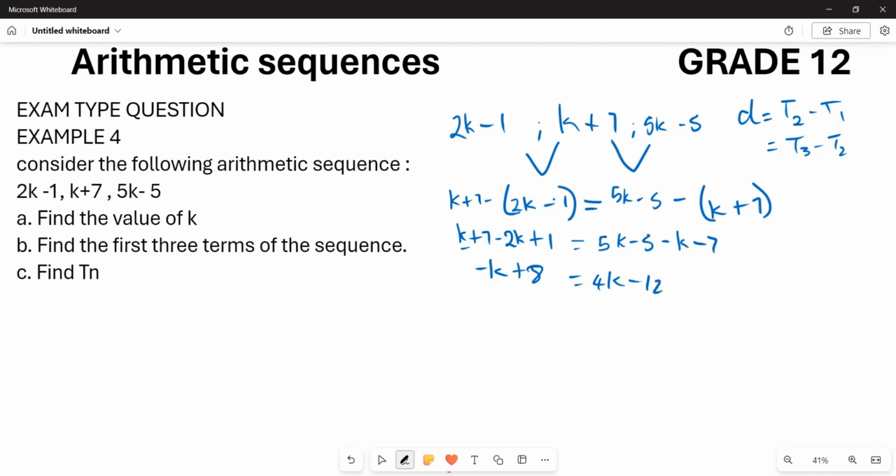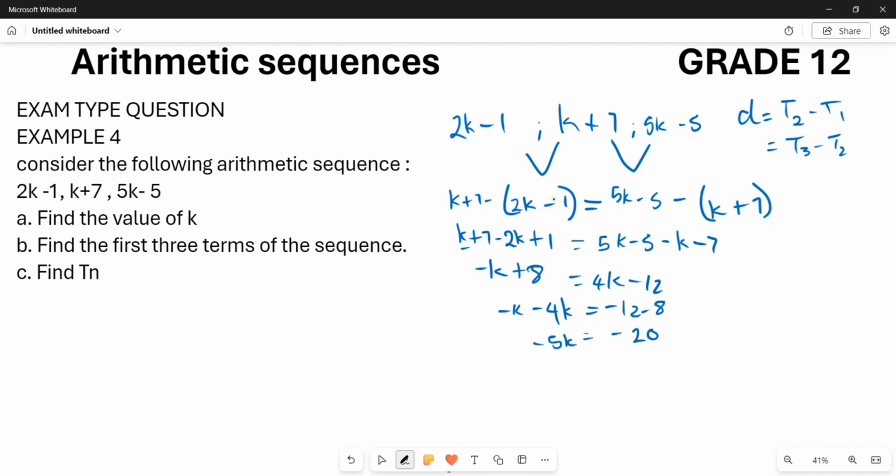Now you can simply group the like terms. When you take the k this side, this is the same as negative k subtract 4k is equal to negative 12 subtract 8. And then what is the answer that you are going to get here? Basically, this is the same as negative 20, and this is going to be negative 5k, right?